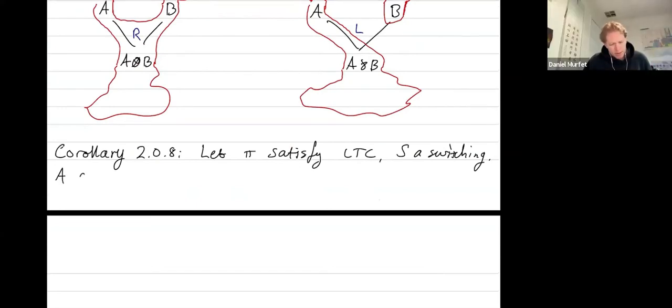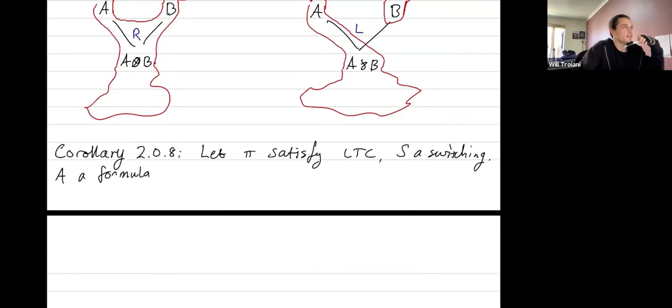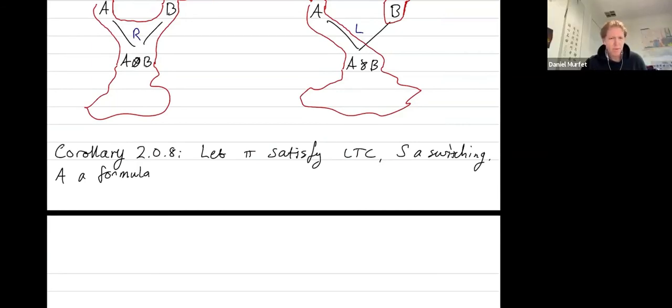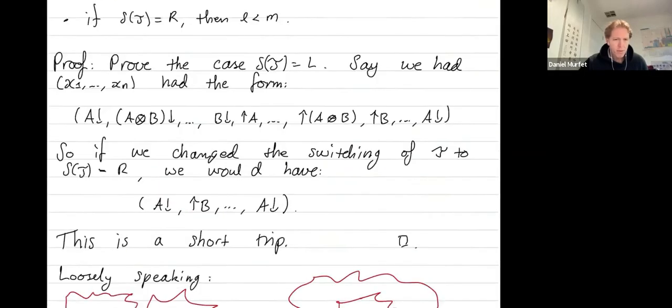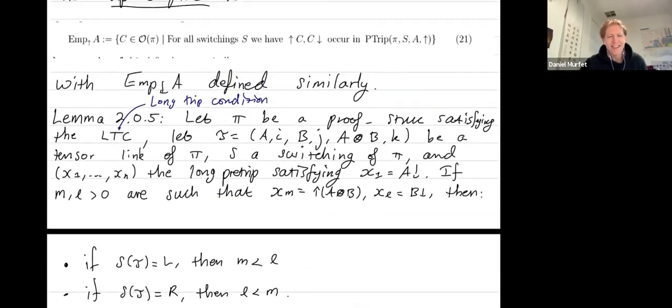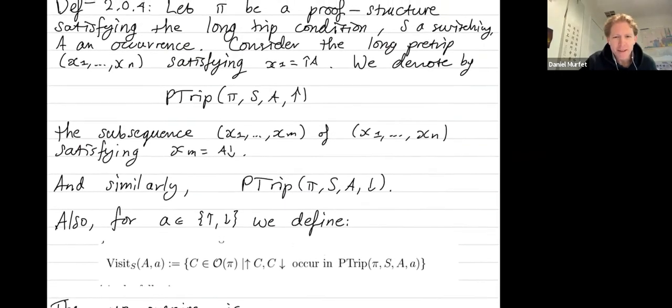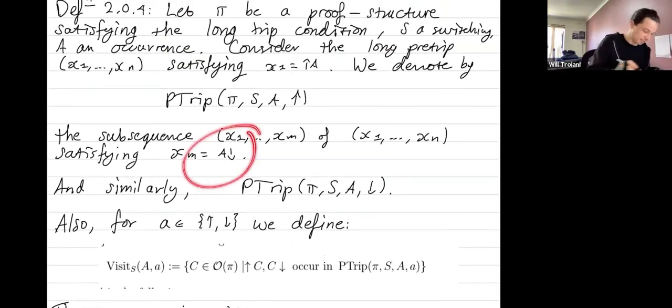Sorry, is there a typo in these notes? When you're defining P trip pi S A up arrow, it should be the subsequence that ends in down arrow A. Is that right? Like it starts in up arrow A and it ends in down arrow A, or is it really meant to be that it ends in up arrow A? Oh, that is a typo. Yeah, that doesn't make sense. That would be a short trip. That's just been typed in. Yeah, that would just be M is equal to N. No, that's meant to be A down arrow. Okay. Did I have that in the talk? I don't know. I got called outside when you were explaining that part.